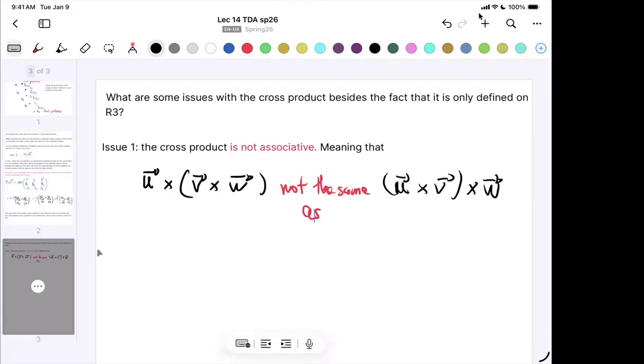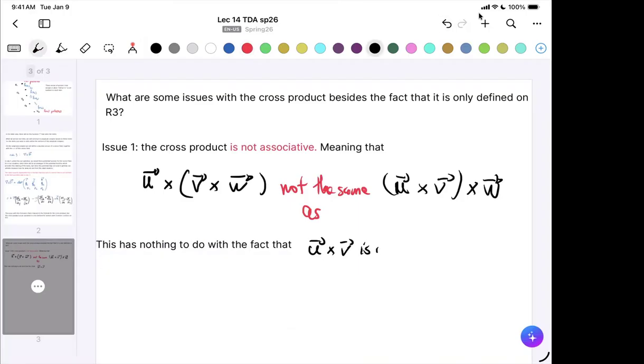This is unrelated. Let me write this down. This has nothing to do with the fact that U cross V is not the same as V cross U, because there, when you compare, I am changing the order in which I'm writing the vectors. Here I'm writing U and then V, and now I'm writing V and then U. So I'm switching the order in which they appear. Here I'm not switching the order. I'm always writing U followed by V followed by W, and this is U followed by V followed by W. So it is a different type of issue.